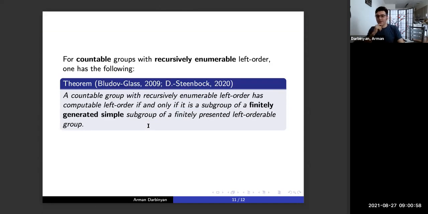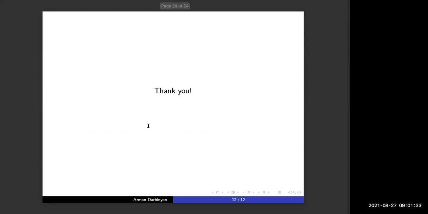But for the case when the group has recursively enumerable left orders, the answer is positive, as indicated by the following theorem. A countable group with a recursively enumerable, not necessarily recursive, left order has a computable left order if and only if it is a subgroup of a finitely generated simple subgroup of a finitely presented left orderable group. So I would like to stop here, and thanks for listening.